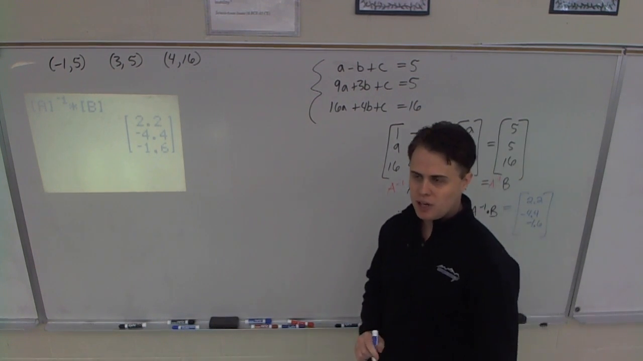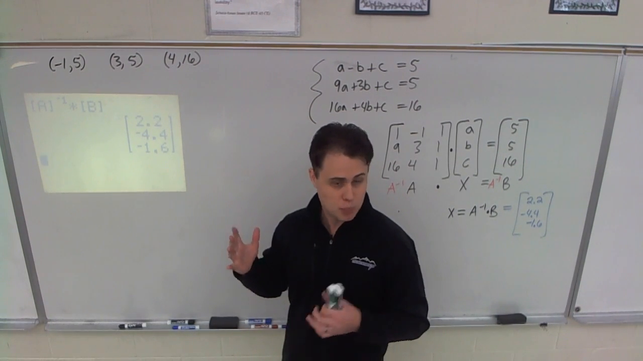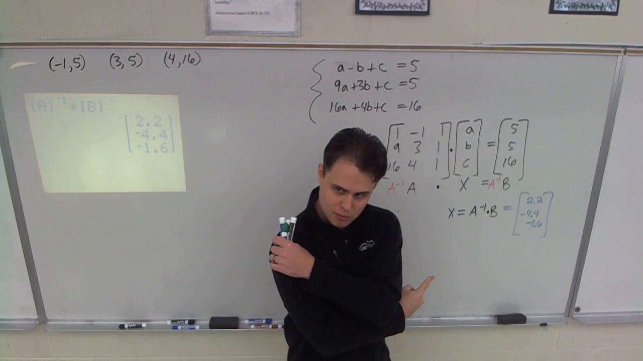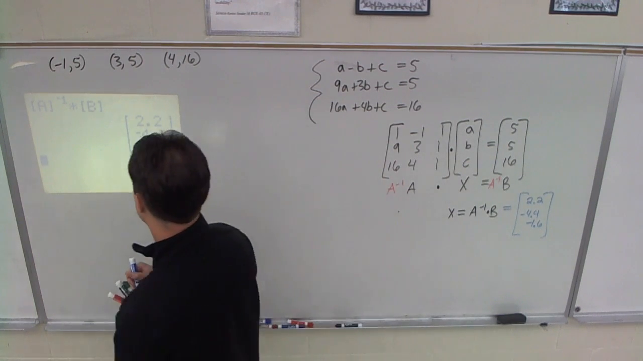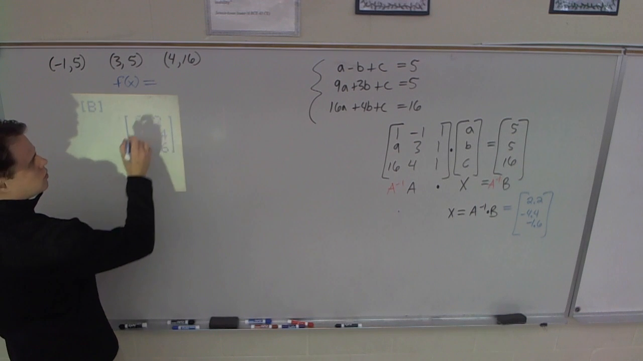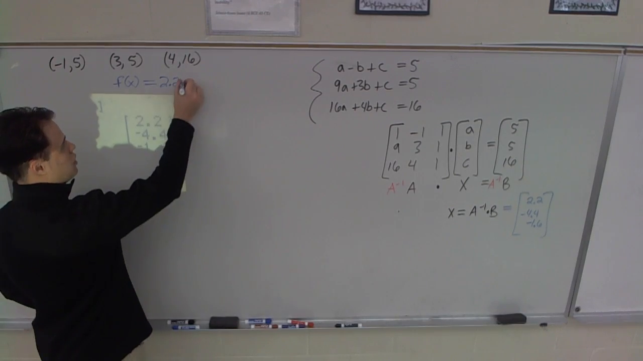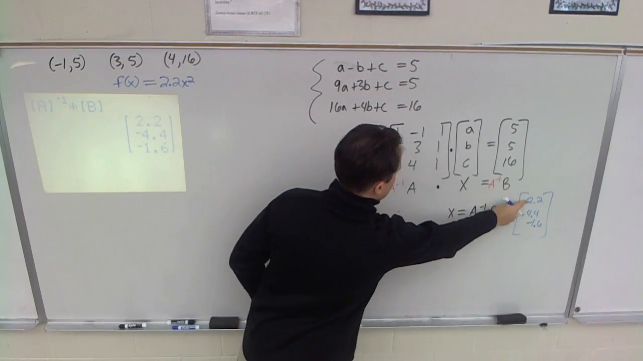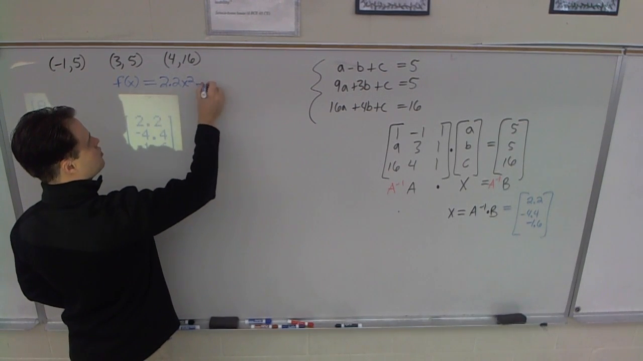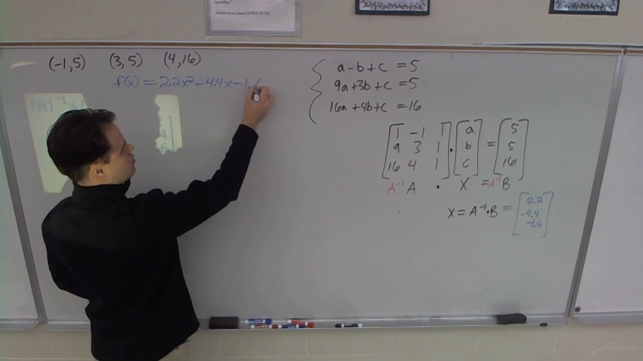But what was I trying to find all along? I was trying to find the parabola that went through those 3 points. Those are the coefficients of that parabola. So the parabola that we've been wanting is f of x, or call it whatever you want, 2.2x squared, because remember, this is A, minus 4.4x minus 1.6.